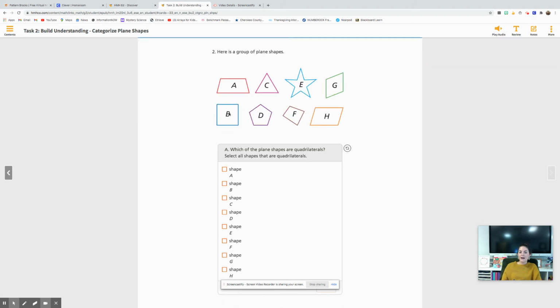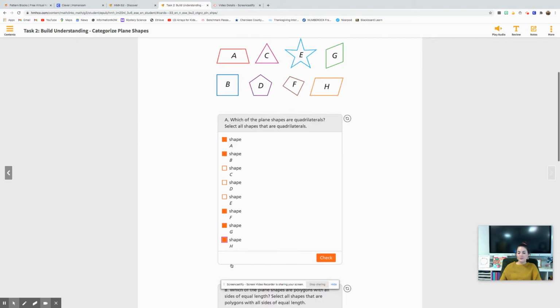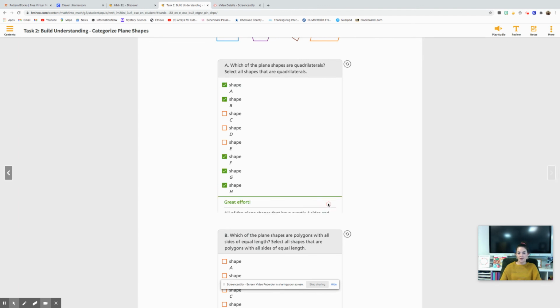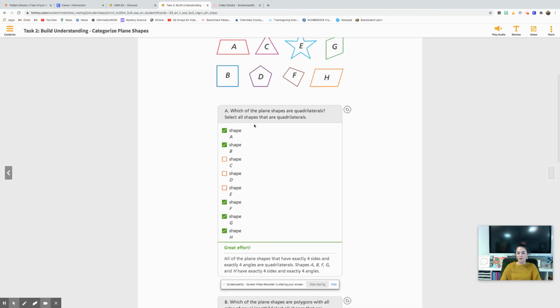When you come back, you'll see that shape A has 4 sides. Shape G has 4 sides. B has 4 sides. F has 4 sides, and so does H. The rest of them have either more or less, okay? Make sure those are the ones you have written down for the quadrilaterals.